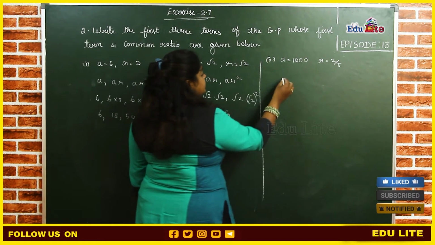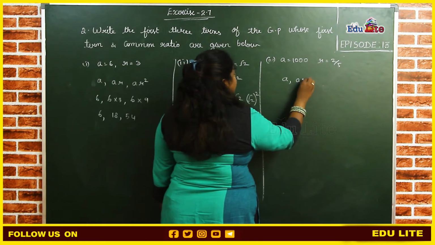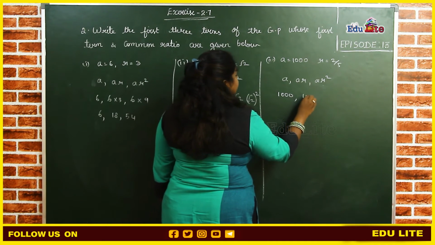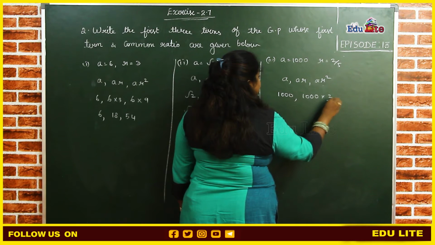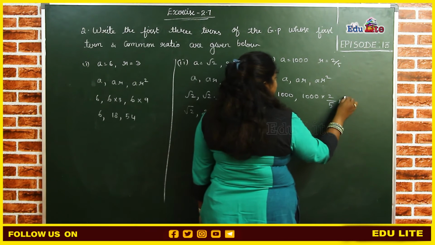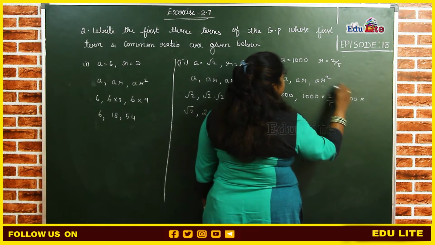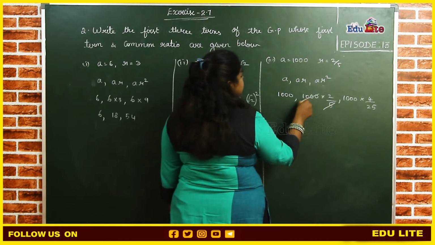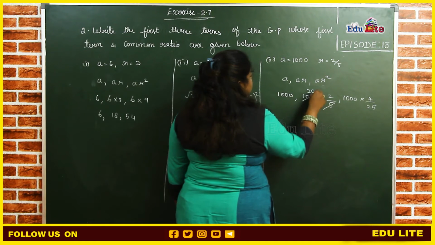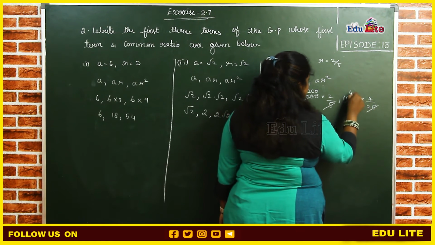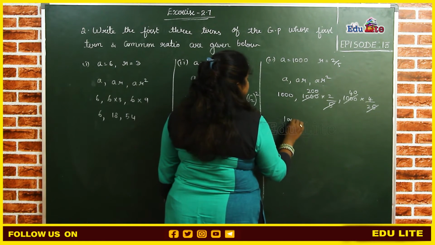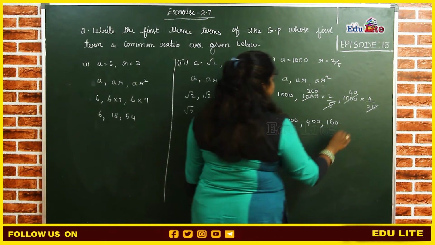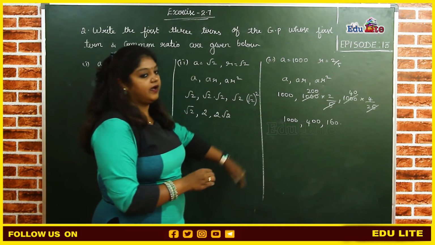We will proceed the same for the third subdivision as well. The first 3 terms are A, AR, AR square. A value is 1000. 1000 into 2 by 5. Then 1000 into 2 by 5 square, which is 4 by 25. So if I cancel this, what will I get? 240. Therefore 1000, 400, 160. These are the first 3 terms of the GP for the given values of A and R.